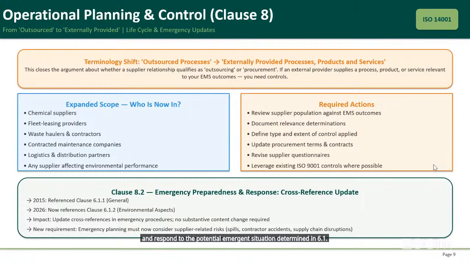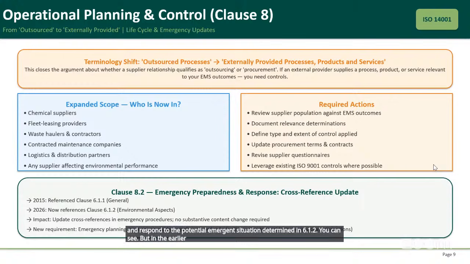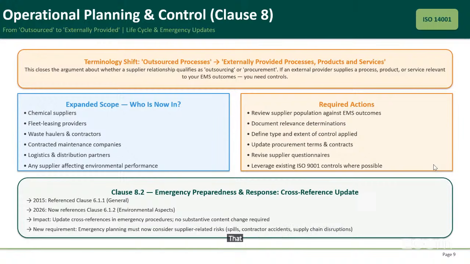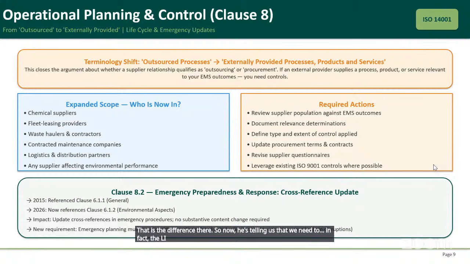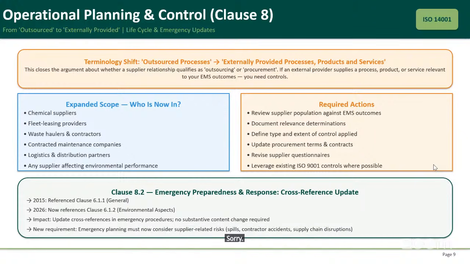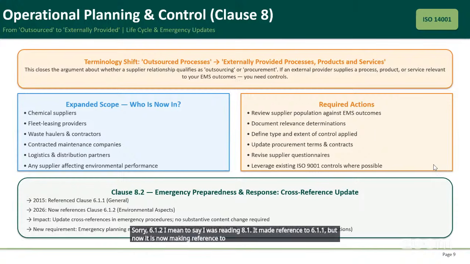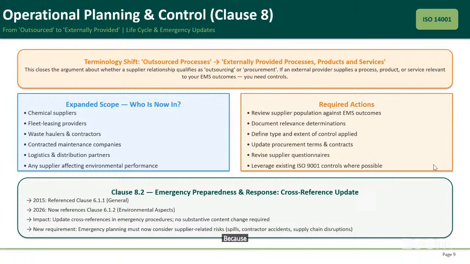You can see. But in the earlier version, it made reference to what? 6.1.1. That is the difference there. Sorry, I was reading 8.1. It made reference to 6.1.1, but now it is making reference to 6.1.2, meaning that your focus now should be on the environmental aspects, because clause 6.1.2 is talking about environmental aspects.